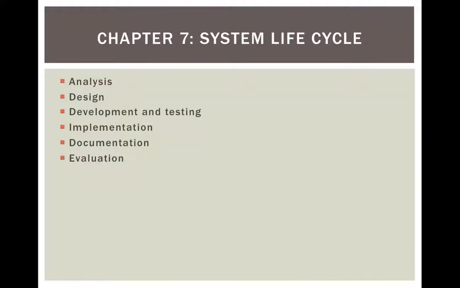Okay, Chapter 7, System Life Cycle. System life cycle is broken down into 6 or sometimes called 7 steps. It really depends whether they've identified development and testing as one stage or 2 separate stages. Different textbooks show it in different ways, but these are the stages in order. So if it's 6, it's analysis, design, development and testing together, implementation, documentation, evaluation. Whereas if it's 7, you're looking for analysis, design, development, and then testing on the next line, implementation, documentation, evaluation.